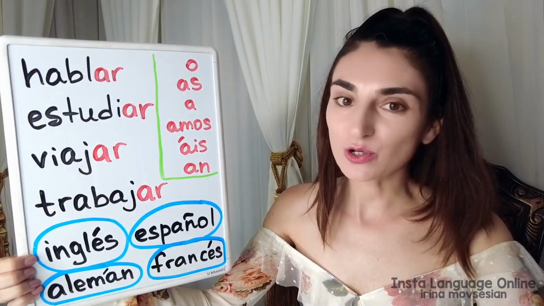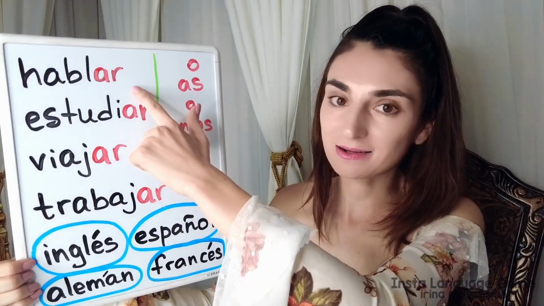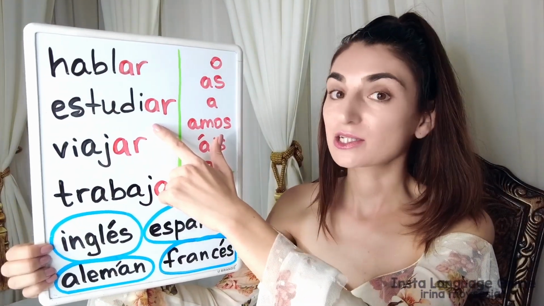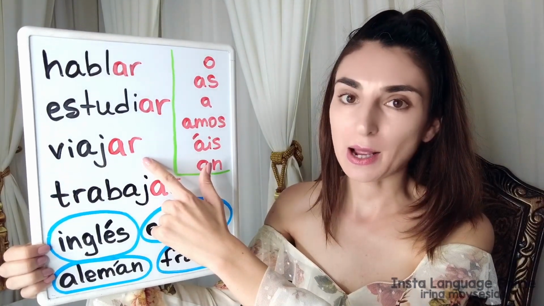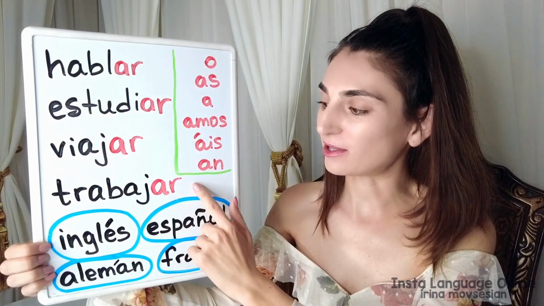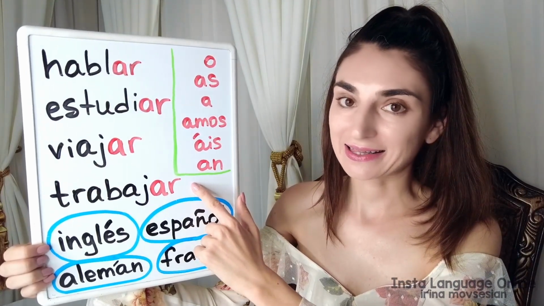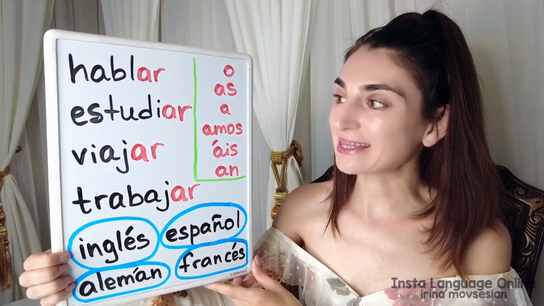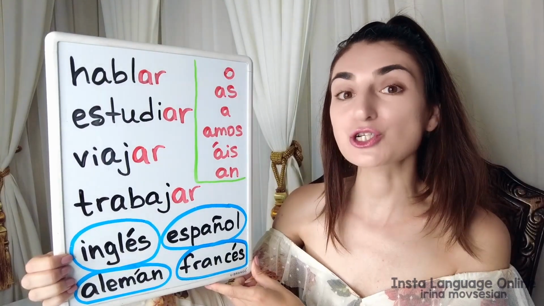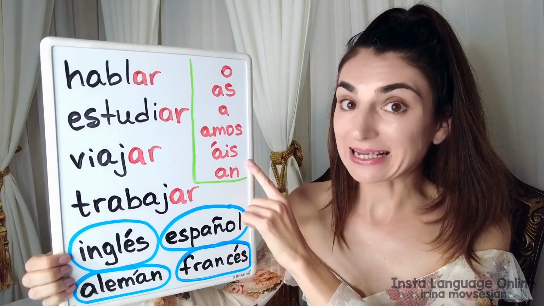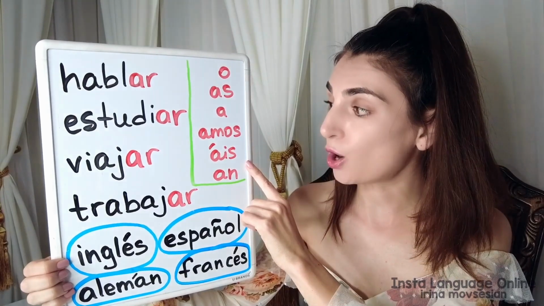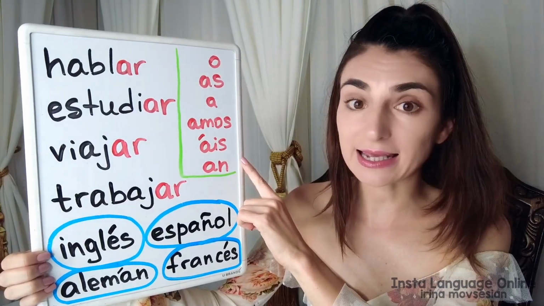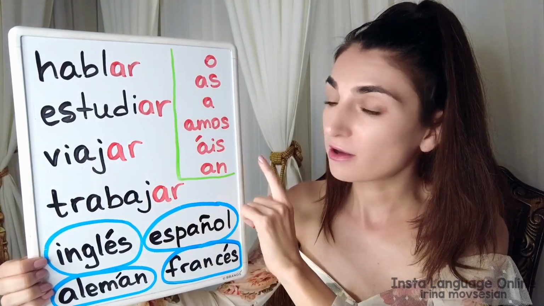So I'm going to give you new words. You know hablar, to speak. Estudiar, to study. Viajar, to travel. Trabajar, to work. So we're going to translate them, write them down, and conjugate them. I'm going to give you the endings again so you can see them. I know it is difficult to remember everything at once. So you have a chance to take a look at the endings and conjugate each verb.